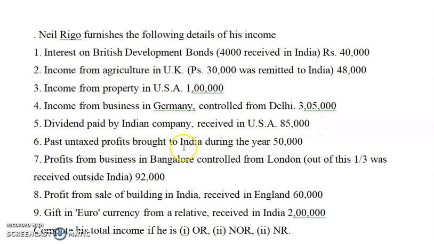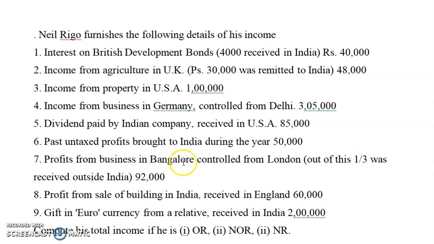Next, past untaxed profit brought to India during the year is 50,000. So what about this past untaxed profit? What treatment are we considering? See, past untaxed profit, it will come under the conditions only. Whatever amount of past untaxed profit you bring to India is exempt from tax. So item number 5 is exempt. Item number 6 is also exempt.